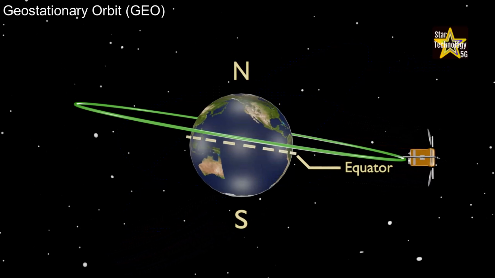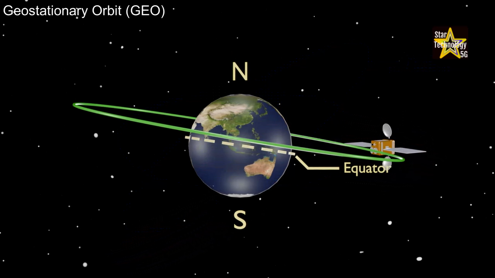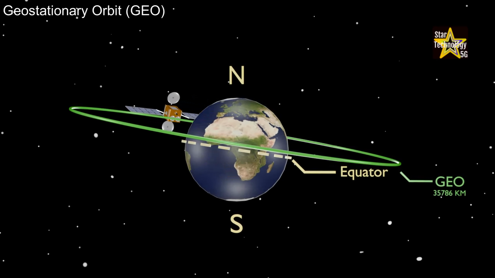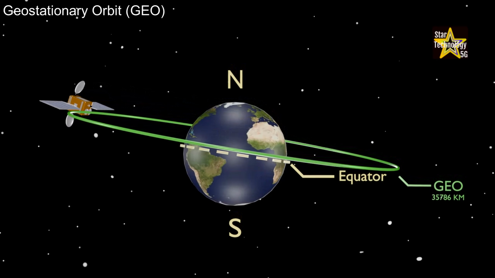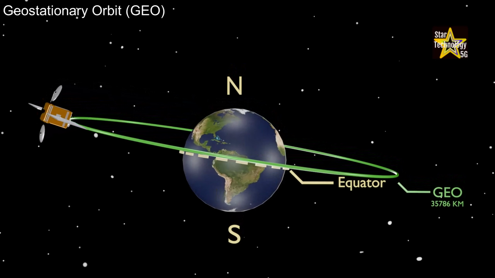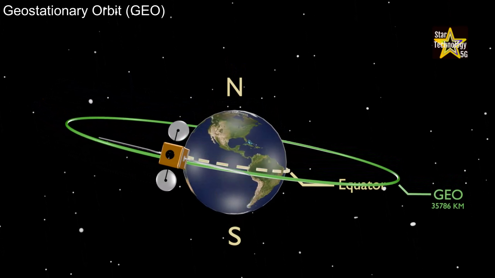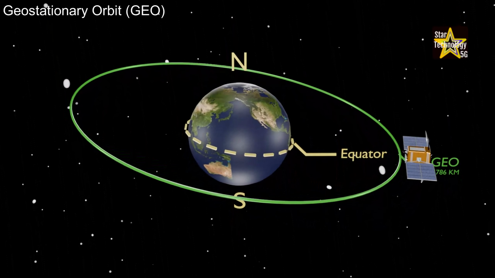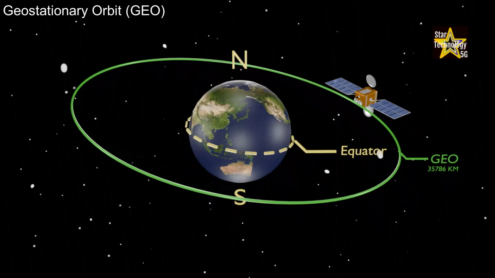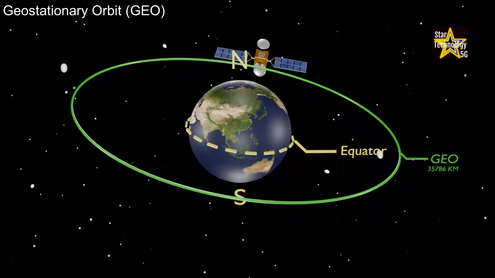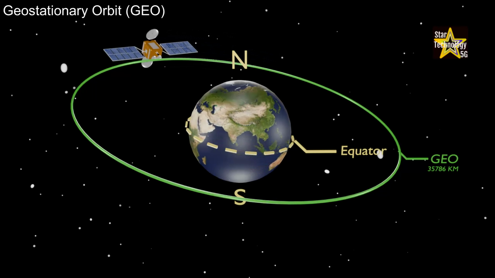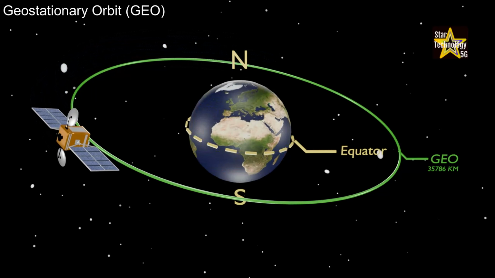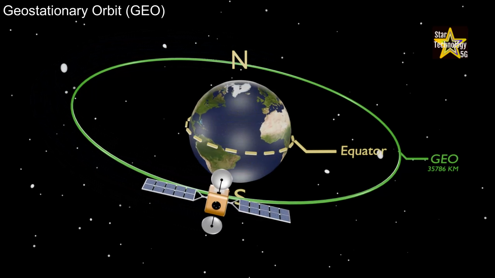Geostationary orbit, GEO. Geostationary Earth orbit satellites are positioned 35,786 kilometers above Earth's surface, precisely over the equator. Moving from west to east, exactly matching Earth's rotation, taking 23 hours 56 minutes and 4 seconds to complete one full orbit. This allows a terrestrial antenna to always point toward the same device in space.